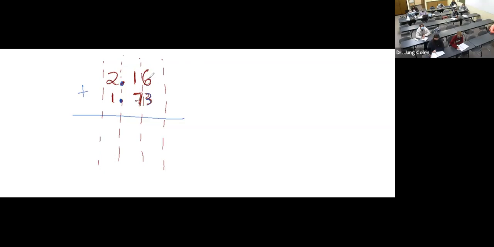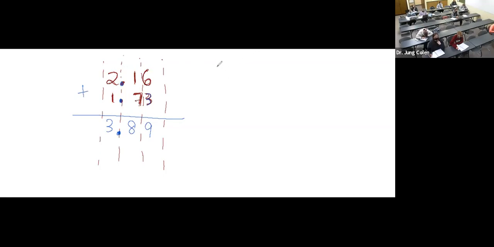In this case, this is the 100th place. So 6 plus 3 is 9/100. 1 plus 7 is 8/10. And with the decimal point here, 1 and 2 together is 3. So it's going to be 3 and 89/100, right? That's the easiest.